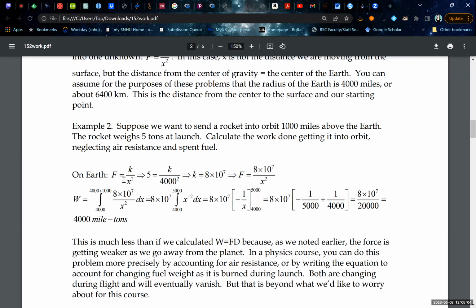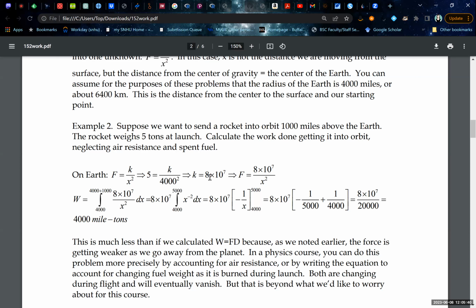So here is our force formula. We're told that it's 5 tons, so I'm going to use tons as my base unit for force rather than pounds. If you want to use pounds, remember that it's 2,000 pounds per ton. So I set 5 equal to K over 4,000 squared. And again, 4,000 because it's launching from the surface of the Earth, not from the center of the Earth. So at 4,000 miles distance, it has this weight.